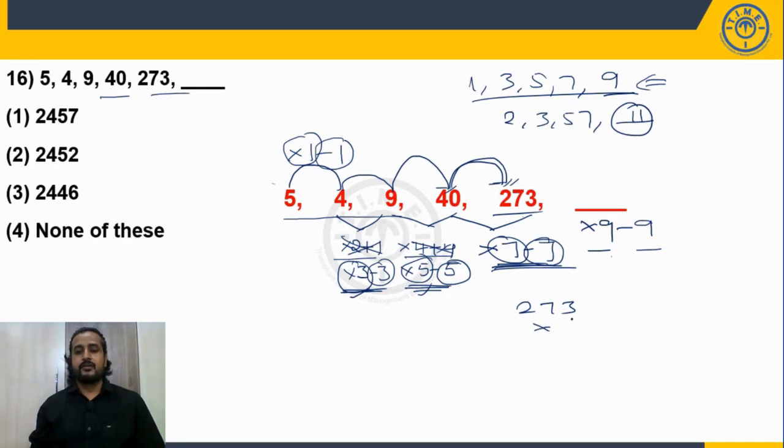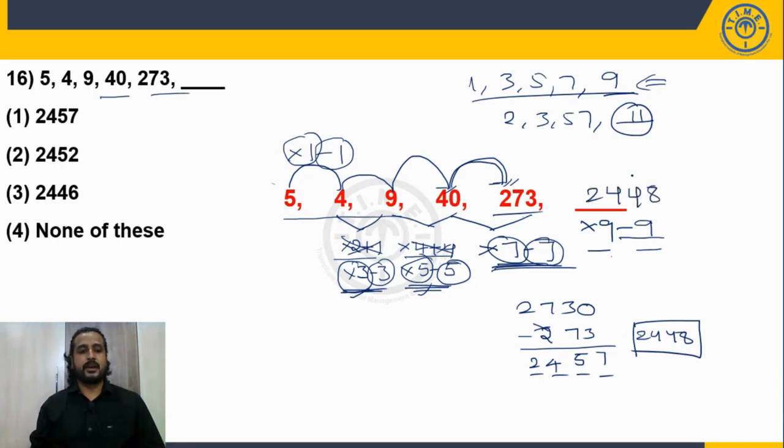273 into 9. We can do the calculation two ways. One is do the 10 times and subtract the 1 time. 10 times is 2730. Subtract the 1 more time. How much you will get? 7. And here it is 5. And how much it is? 4, 2. So 2, 4, 5, 7. And I need to do minus 9. So how much you will get? 2, 4, 4, 8. Do you have this number? No. So what is my answer? None of these. Choice 4.